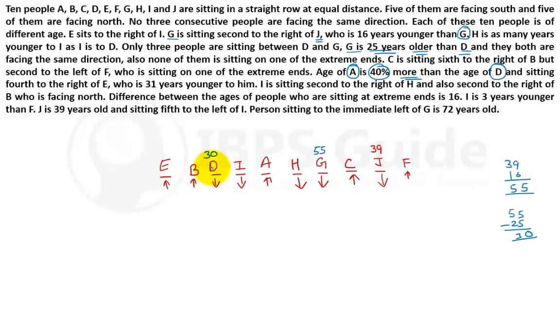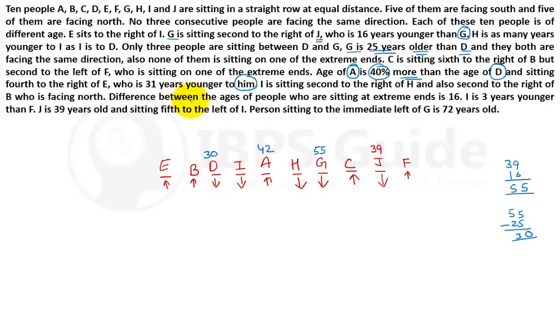D's age is 30. What is 40% of 30? It will be 12. And the age of A is more than the age of D, so 30 plus 12, that is 42 years of age. A's age is 42. Now again, E is sitting 4 to the right of A, and E is 31 years younger to him.